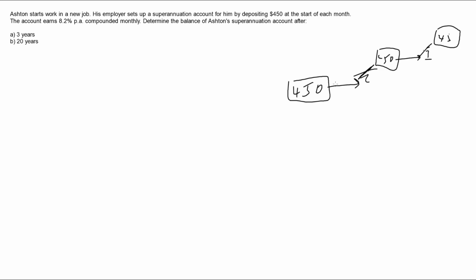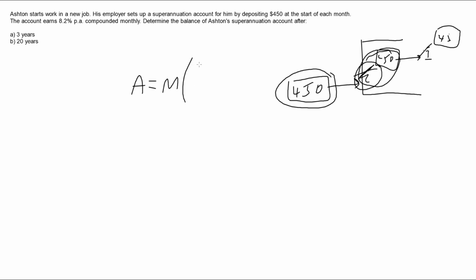Now, because the first deposit happens before there's any interest, the way you calculate this changes. Normally, an annuity future value is based on the deposit being made after, or at about the same time as, the interest is calculated. And the rule for that future value is A equals M outside of 1 plus I to the N minus 1 over I.